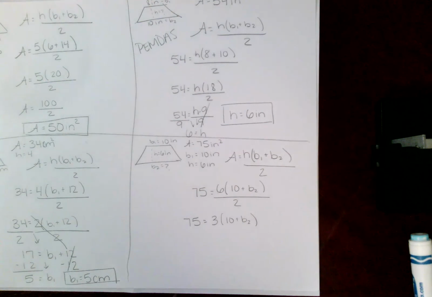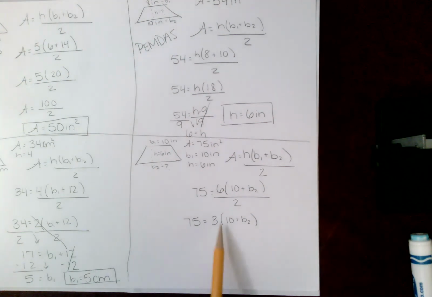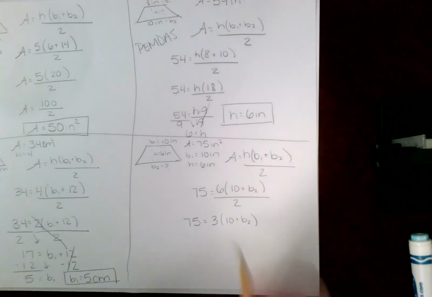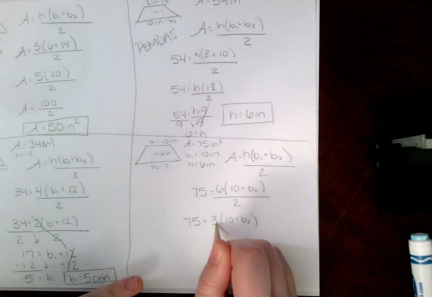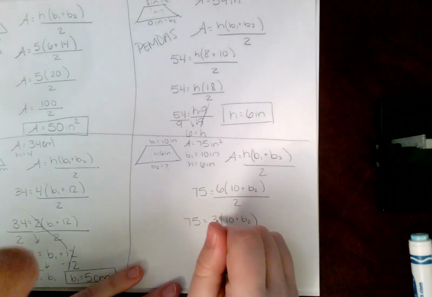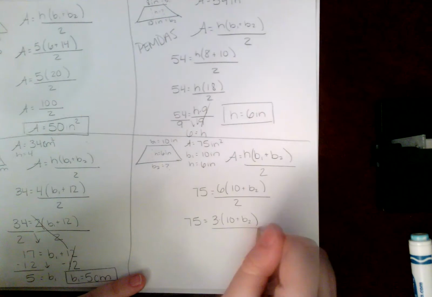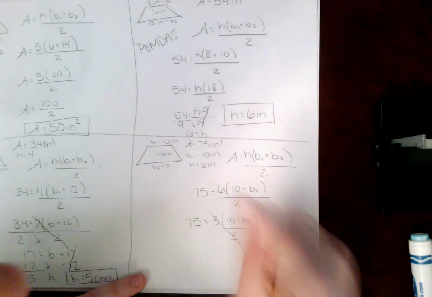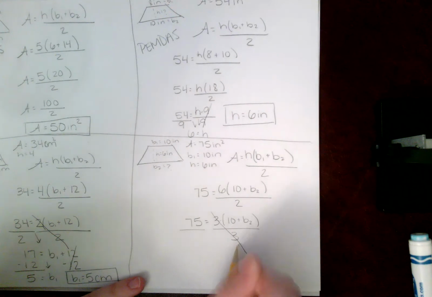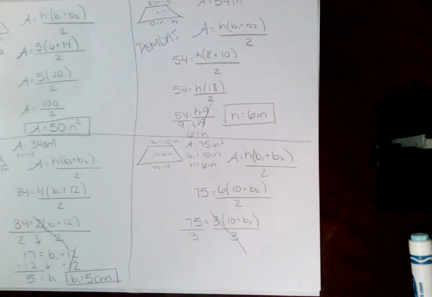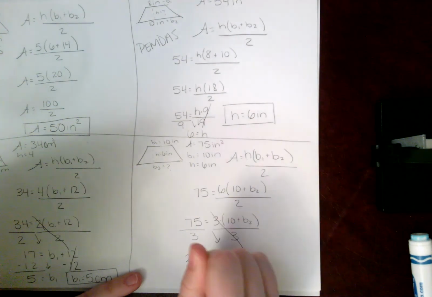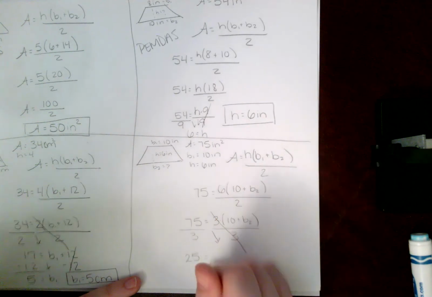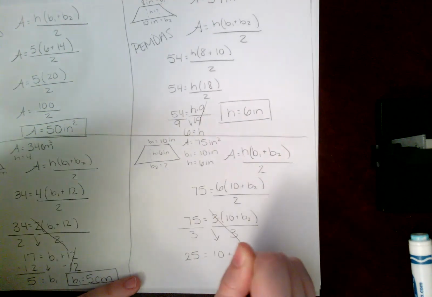Now, I want this parentheses, this pair, by itself, but it's being multiplied by 3. So I want to move that 3, get rid of it. So I do that by performing the inverse operation, or the opposite. The opposite of multiplication is division. So I'm going to divide by 3 to cancel that out. And whatever I do on this side, I have to do on this side. So 75 divided by 3, that gives me 25. And I'm going to carry down whatever is left over. So bring down my equal sign, and I'm left with 25 equals 10 plus B2.